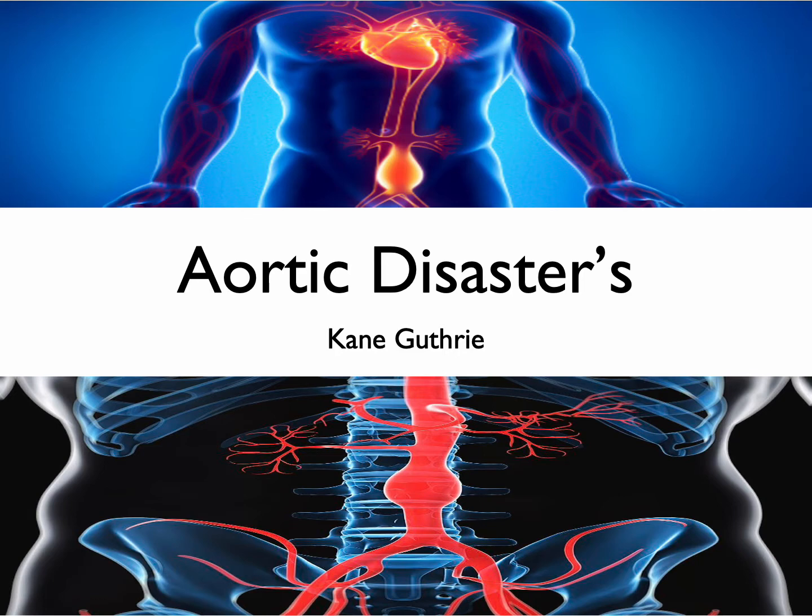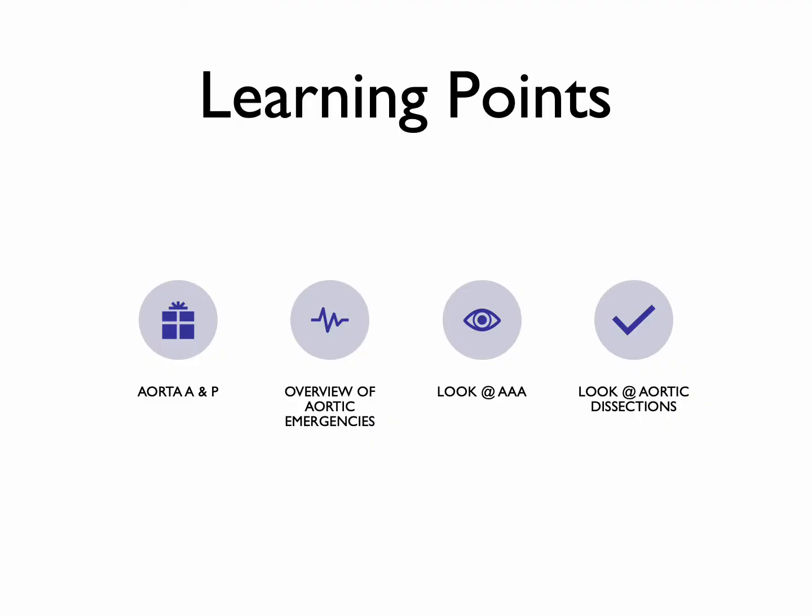So, disease and emergencies that involve the aorta is what we're going to cover. I think the learning points for the next half an hour for this talk: we'll do a quick recap on the aorta anatomy and physiology. I'm going to give you an overview of aortic emergencies, and we're going to specifically look at abdominal aortic aneurysms, so AAAs. And then we're going to finish off by looking at aortic dissections. And there's two types of aortic dissections that we're going to look at there.